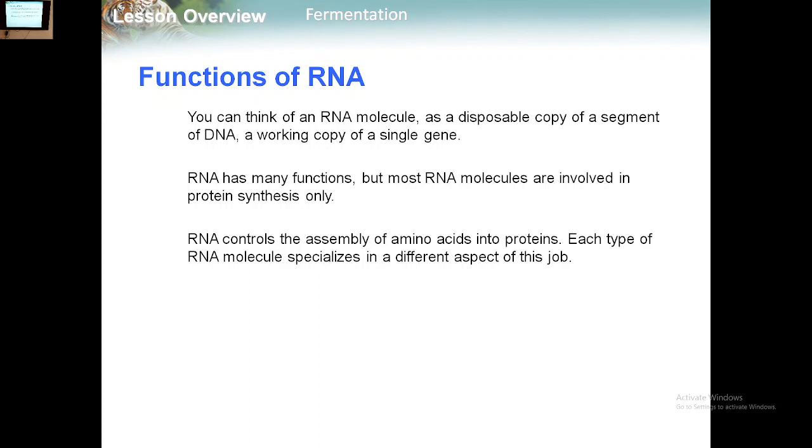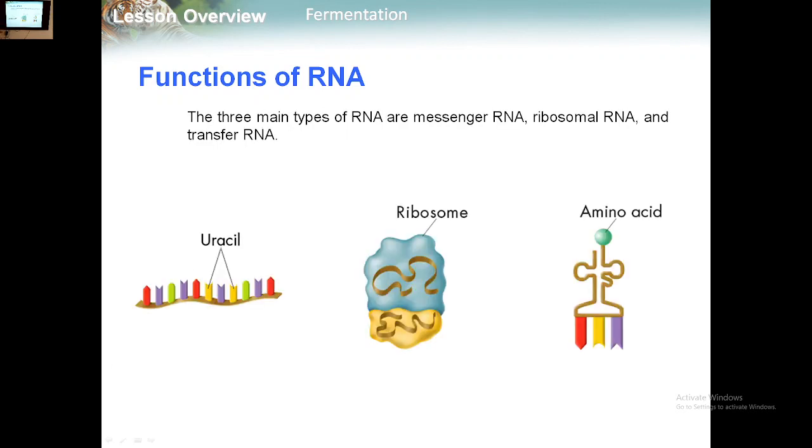RNA has many functions, but most RNA molecules are involved in protein synthesis only. So the main important role for the RNA is to build the proteins. Also, the RNA controls the assembly of amino acids into proteins. Each type of RNA molecule specializes in a different aspect of this job. Let's now take a look at the types of the RNA.